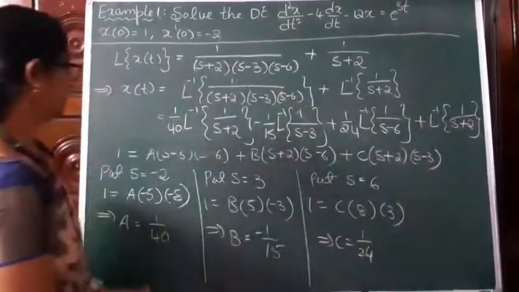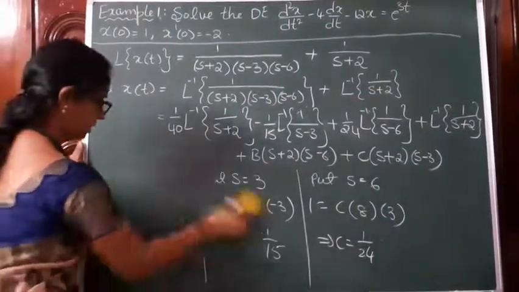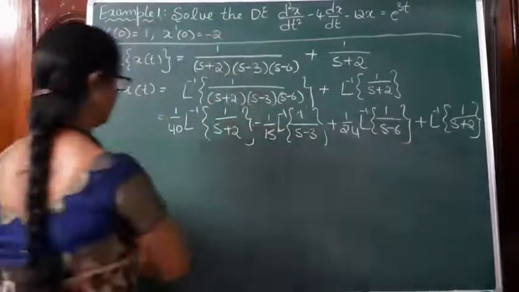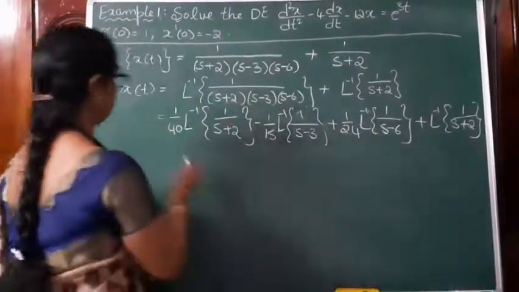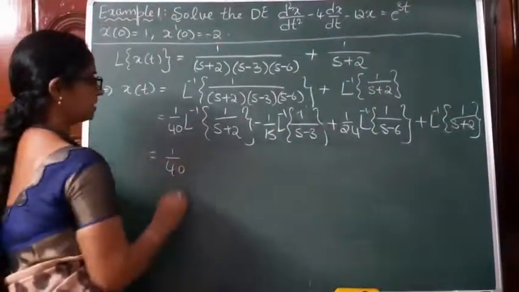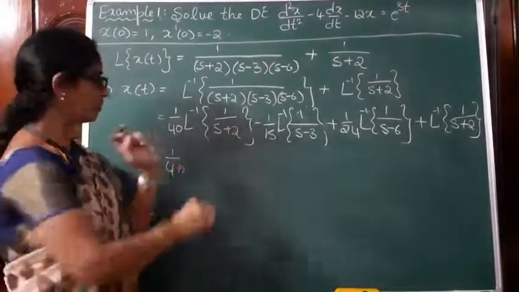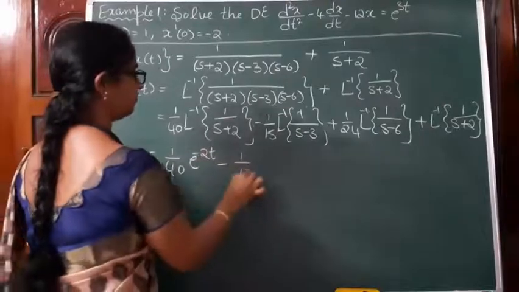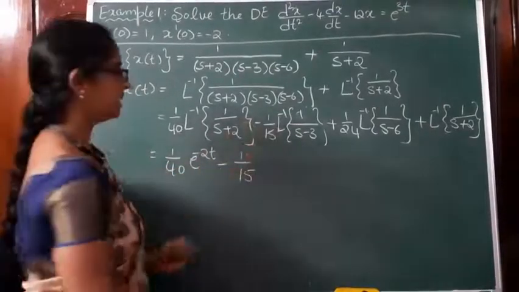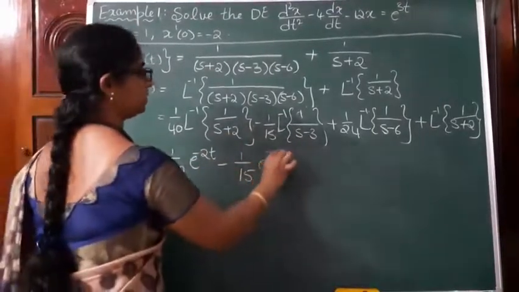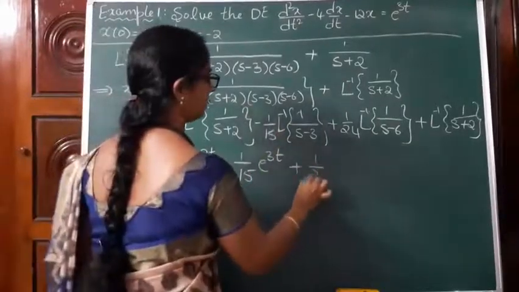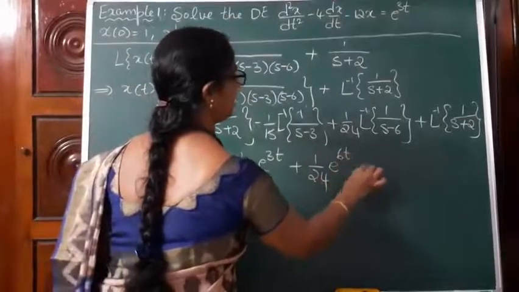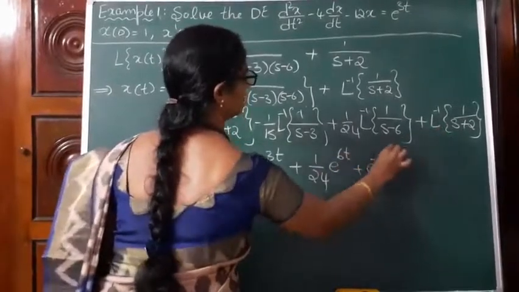So now we evaluate the inverse Laplace transforms here to find x of t. This is 1 by 40 times L inverse of 1 by s plus 2, which is e power minus 2t, minus 1 by 15 L inverse of 1 by s minus 3, which is e power 3t, plus 1 by 24 L inverse of 1 by s minus 6, which is e power 6t, plus L inverse of 1 by s plus 2, which is e power minus 2t.